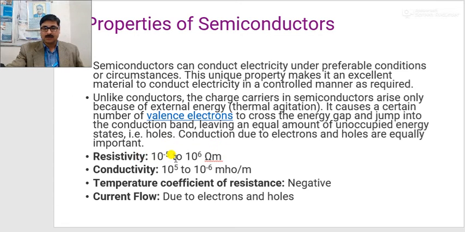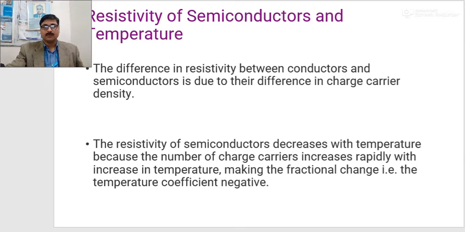That is, the resistivity of a semiconductor is 10 to the power minus 5 to 10 to the power 6 ohm meter, whereas conductivity is 10 to the power 5 to 10 to the power minus 6 mho per meter. The temperature coefficient of resistance of a semiconductor is negative, and it is already clear current flow is due to the formation of holes in the valence band and electrons in the conduction band.